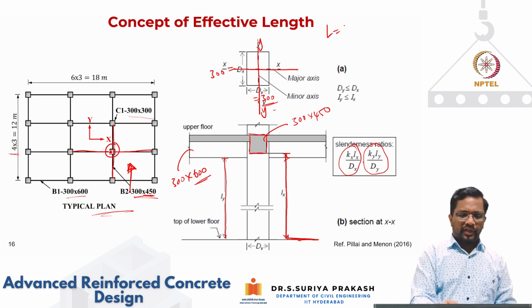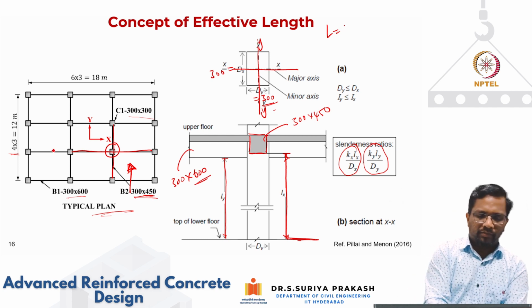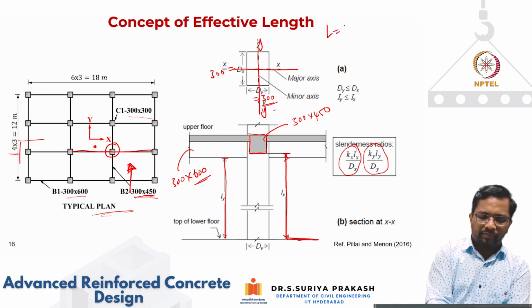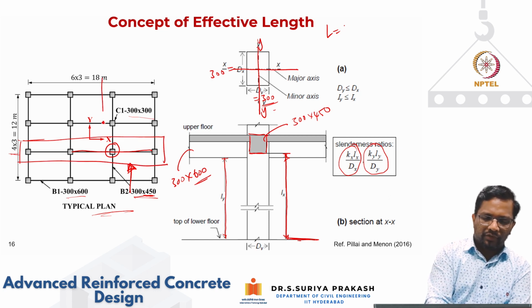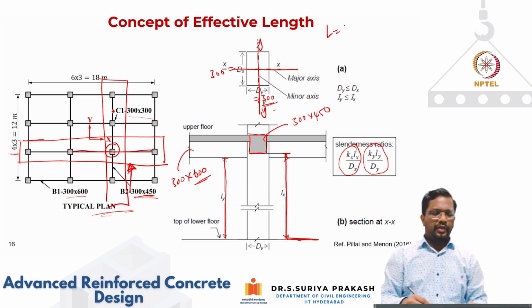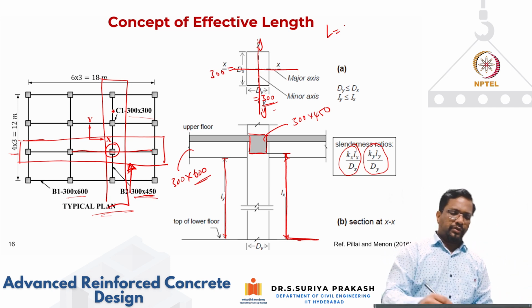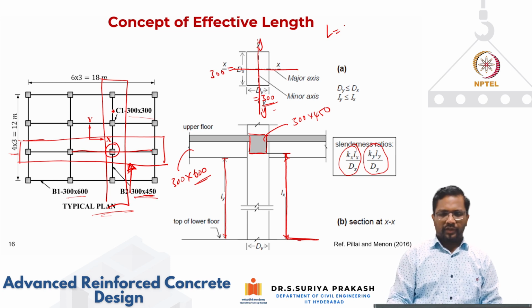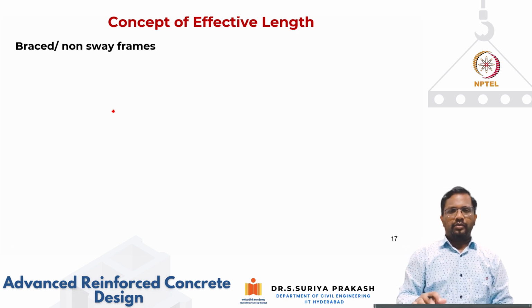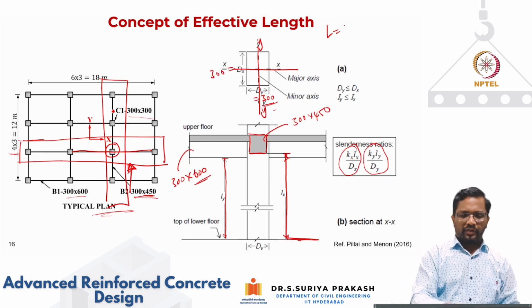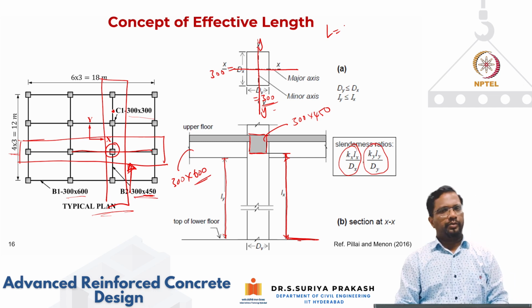When you look at this case, again this column is part of both the frames: the frame in the x direction and the frame in the y direction. This column is actually a part of this frame. Similarly, this is also part of this frame. So we have to appropriately calculate the dimensions. So you have to consider that. Now we have said how to calculate your unsupported length.